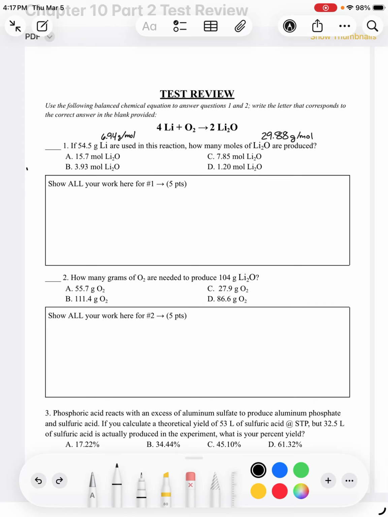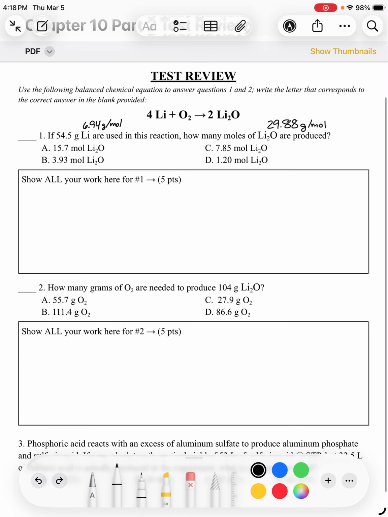Good evening, all. This is the test review answer key to hopefully give you a good expectation on what the test will hold for tomorrow and how to do every question. If you notice, I've already written out the molar masses for both lithium oxide and for lithium. On the test, you will not have to figure out any molar masses. They will all be given to you already. So let's go ahead and dive in without any hesitation.